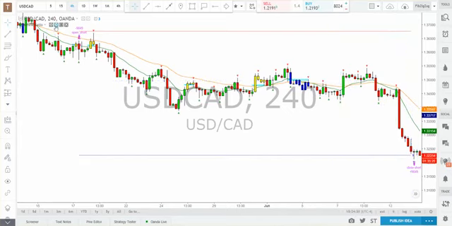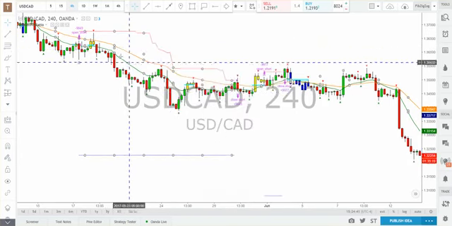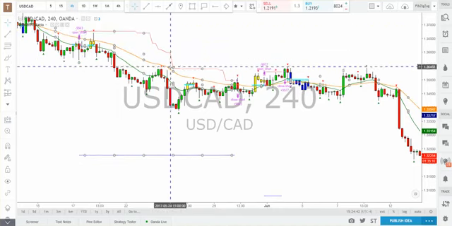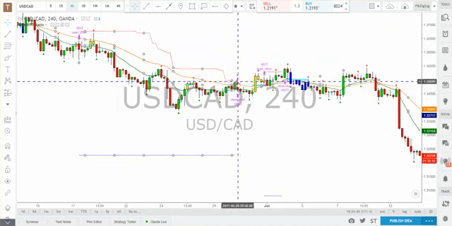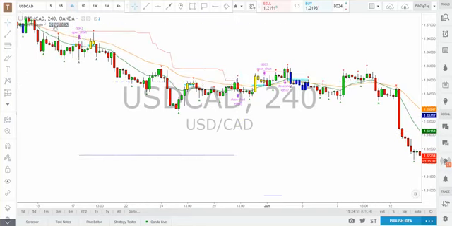Now let's do this again. We come here and we're going to enable the trailing stop. So if we enable the trailing stop in this case, okay, we would have captured this amount.